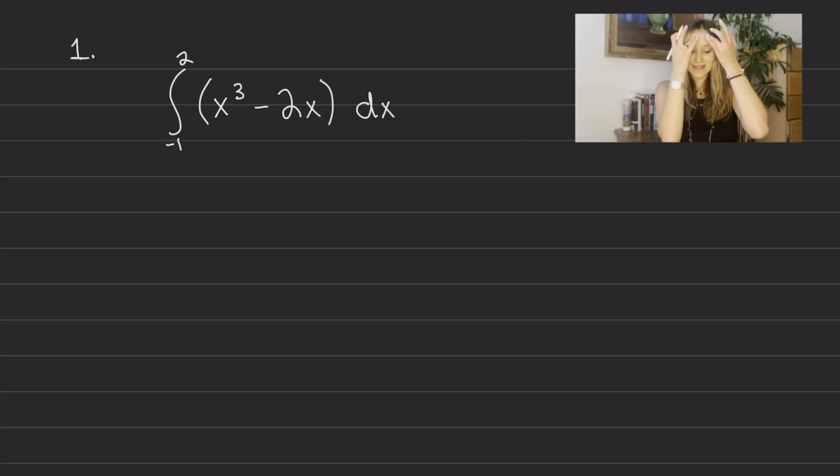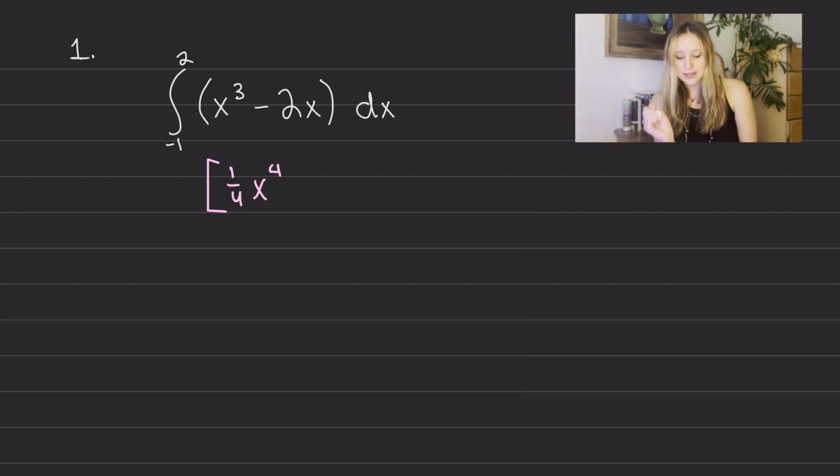Okay, question 1. This is a classic definite integral, and we are just going to be following the classic formula here. So, integral of x to the third is 1/4 x to the fourth. The integral of 2x is going to be 1/2 times 2x squared. Canceled out, and you know what? Since I'm crazy, I'm just going to erase that. And we have to evaluate this expression at 2 and minus 1. Find the difference.